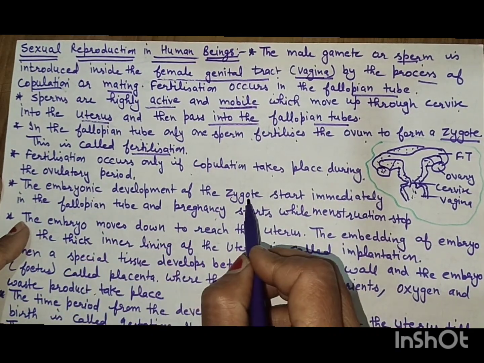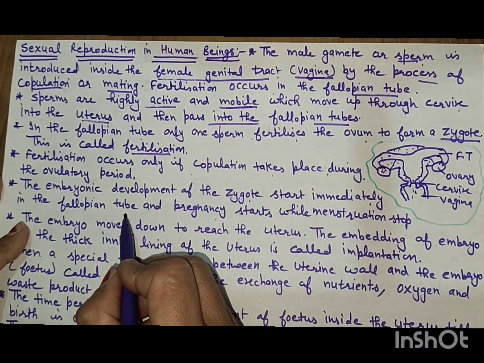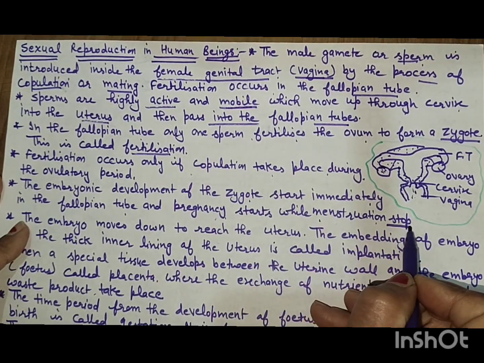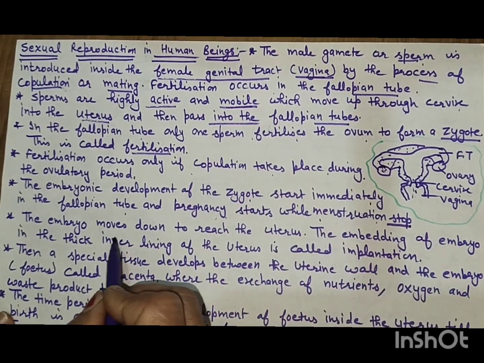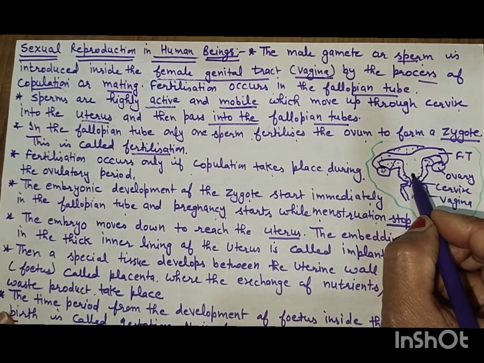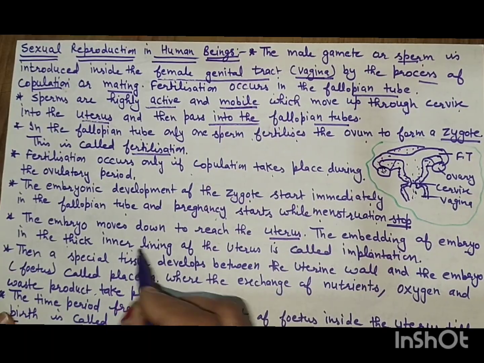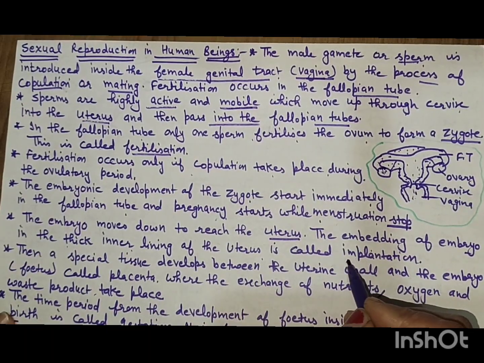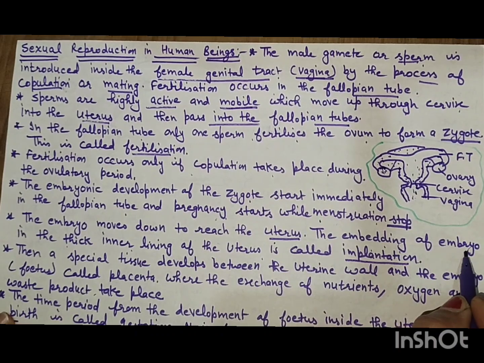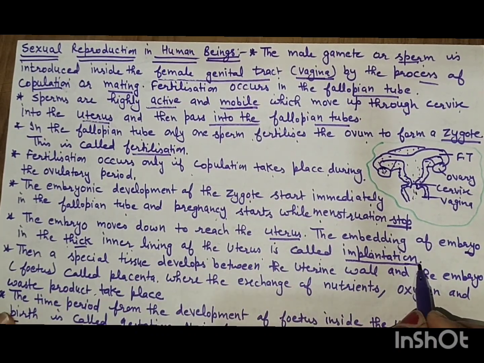The embryonic development of the zygote starts immediately in the fallopian tube, and pregnancy starts while menstruation stops. The embryo moves down to reach the uterus. The embedding of the embryo in the thick inner lining of the uterus is called implantation.